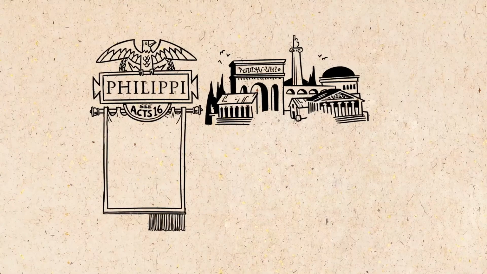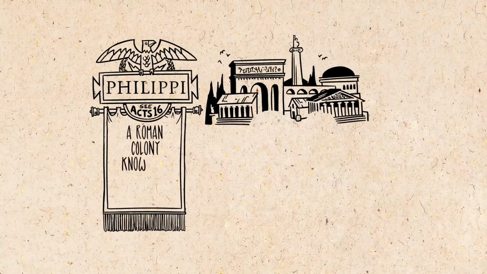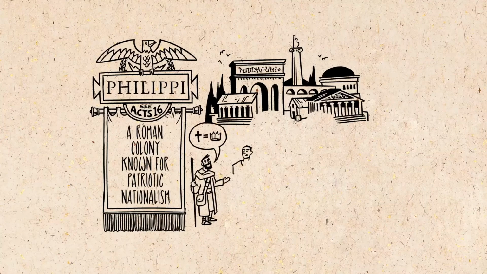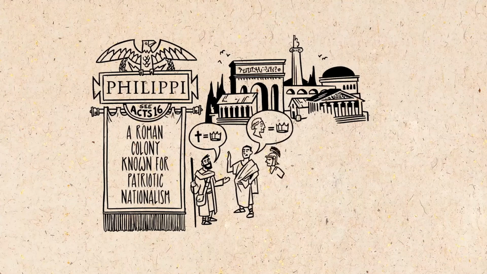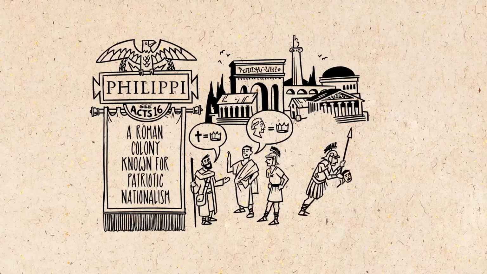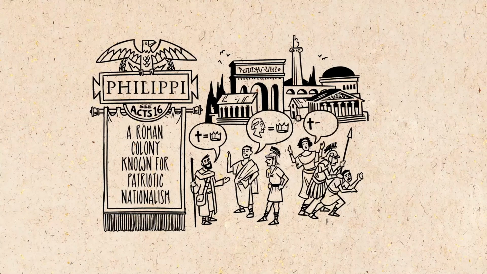It was full of retired soldiers, and it was known for its patriotic nationalism. And so there Paul faced resistance when he was announcing Jesus as the true king of the world. And after Paul moved on from there, those who became followers of Jesus continued to suffer resistance and even persecution, but they remained a vibrant community faithful to the way of Jesus.